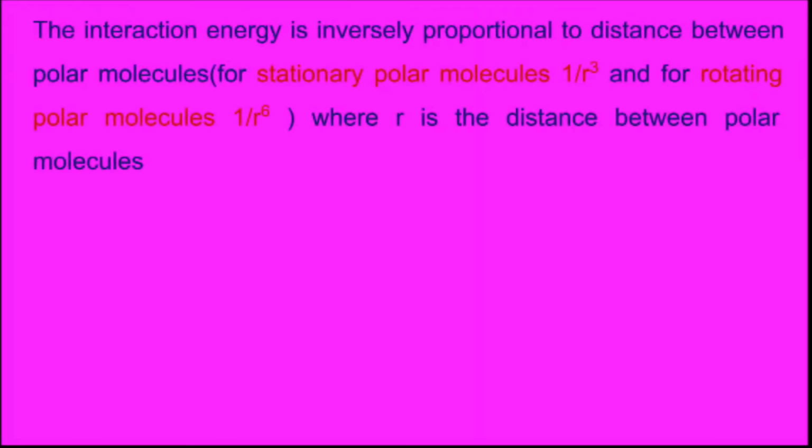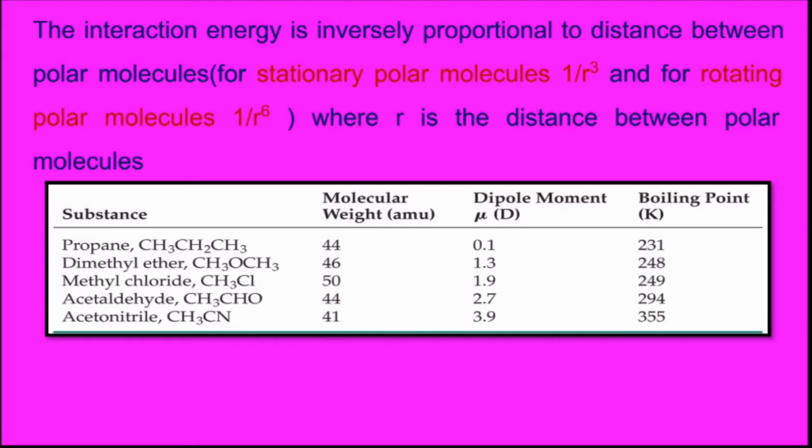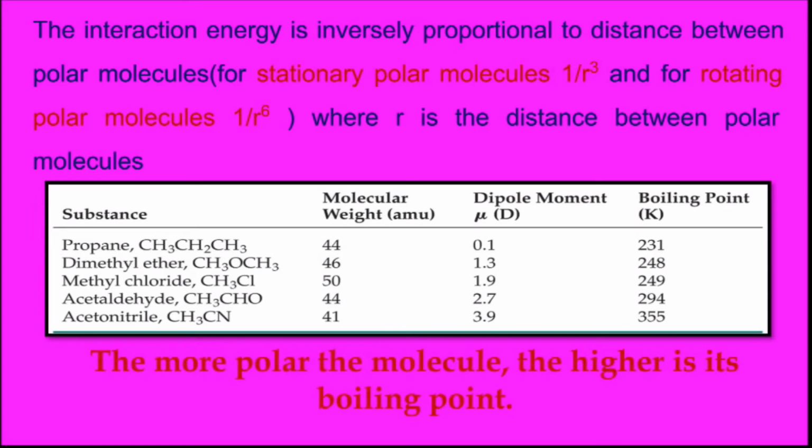The interaction energy is inversely proportional to the distance between polar molecules. Here you can see different molecules which are polar in nature and have different dipole moments. As the dipole moment increases, what happens? The boiling point also increases. Why? Because the more polar the molecule, the higher its boiling point, because the attraction between the molecules will be more. Because of that, they will not easily separate and boil out. That is the reason.